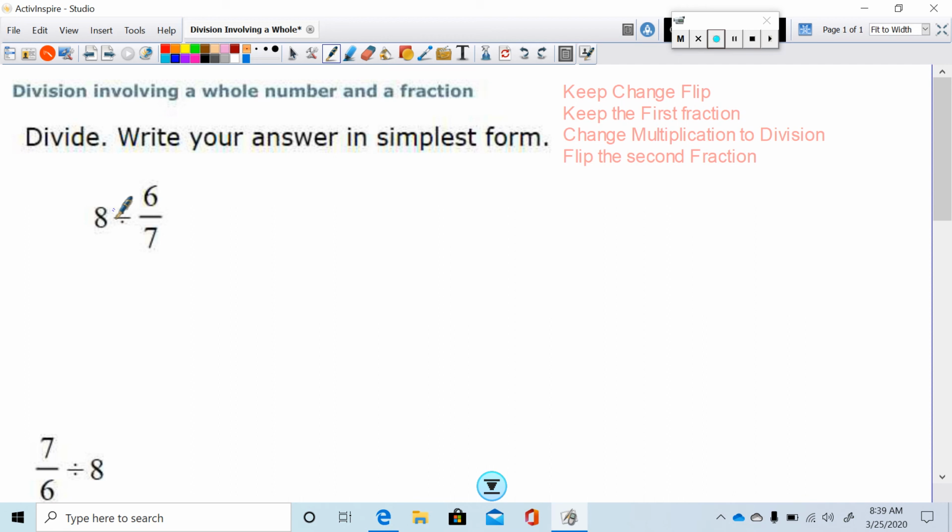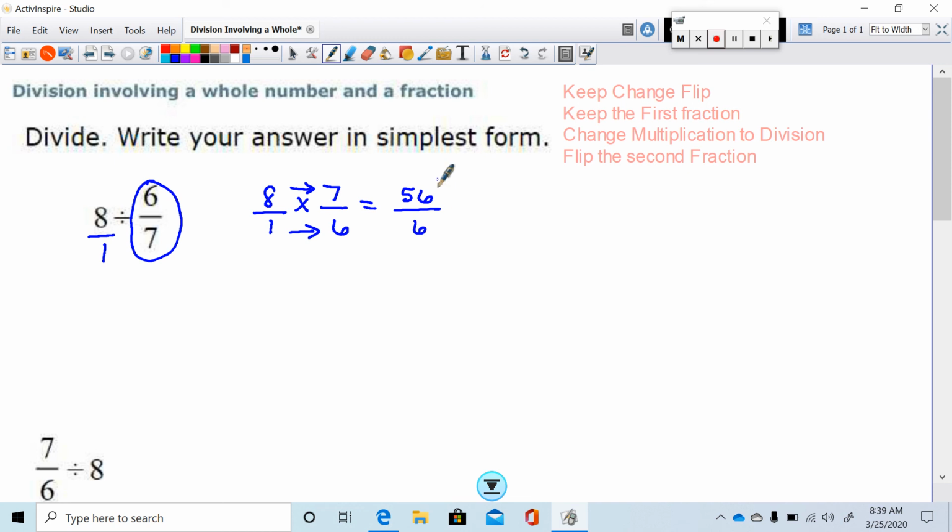So if a number is a whole number, not a fraction, you have to make it a fraction by putting a 1 on the bottom. So we're going to keep the first fraction, so 8 over 1, change division to multiplication, and the second fraction gets flipped. So I'm going to do 7 over 6. Then you multiply straight across. 8 times 7 is 56. And 1 times 6 is 6.